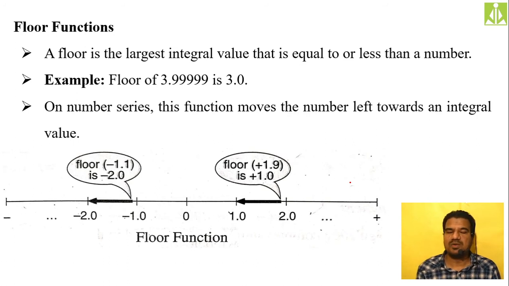Equal to or lesser means we always find lesser values in the left hand direction, isn't it? If you see all these values over here, 2 is greater than 1, 1 is greater than 0, 0 is greater than minus 1, and minus 1 is greater than minus 2. Likewise, all values in this direction are lesser values. So whenever you perform the floor function, you will get either an equal value or a lesser value.